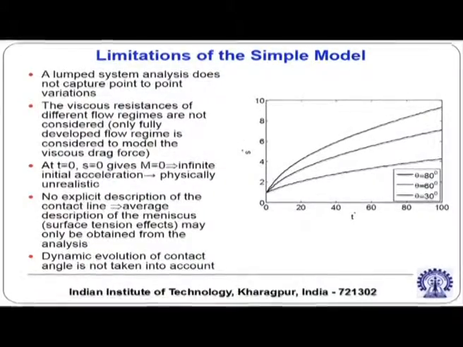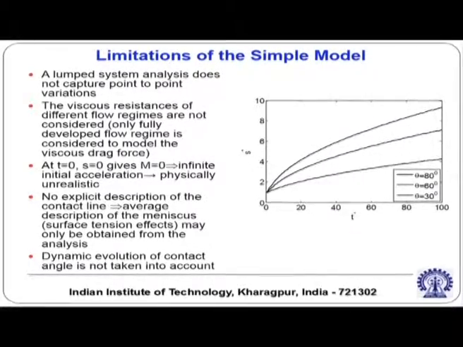Then let us go to the slides. The next point: there is no explicit description of the contact line. Because it is a lumped model, it does not capture the meniscus shape. You are just representing it in terms of the contact angle, but the topography of the meniscus is not captured. Just the contact angle is coming as a parameter, it is not that you are resolving it.